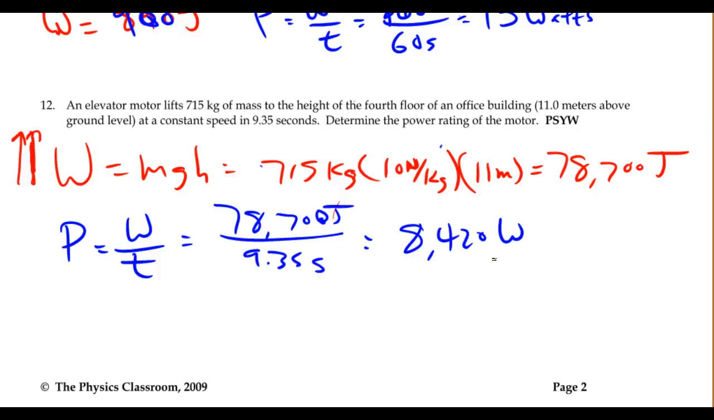Okay, so that's power. Power is really straightforward. It's just the rate of doing work. So it's going to be the work divided by the time.